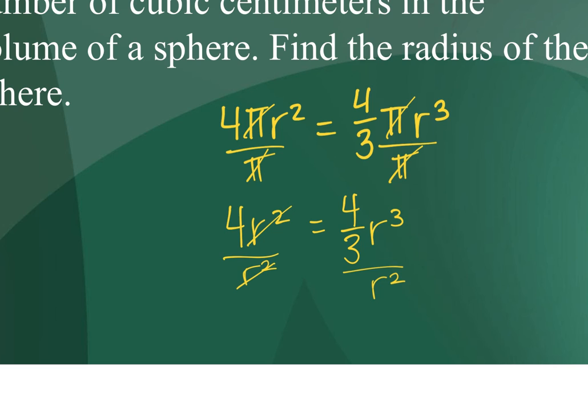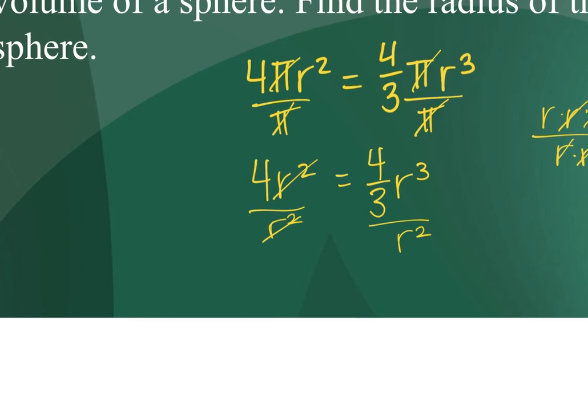Do you guys agree that r cubed is r times r times r? And if we divided by r squared, which is r times r, how many r's would cancel? Two of them, right? So how many would we have left over? One. So we're just going to have r over here. So we have 4 equals 4 over 3 times r. You guys cool with that?